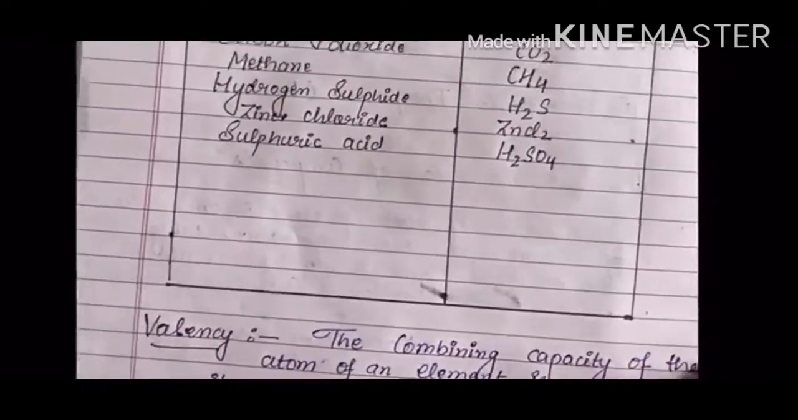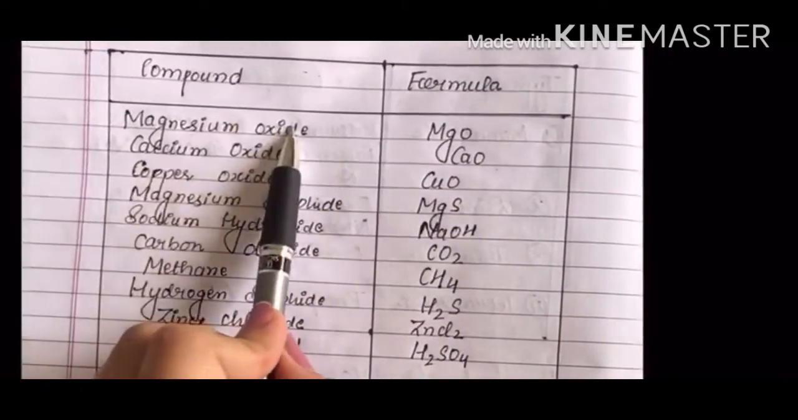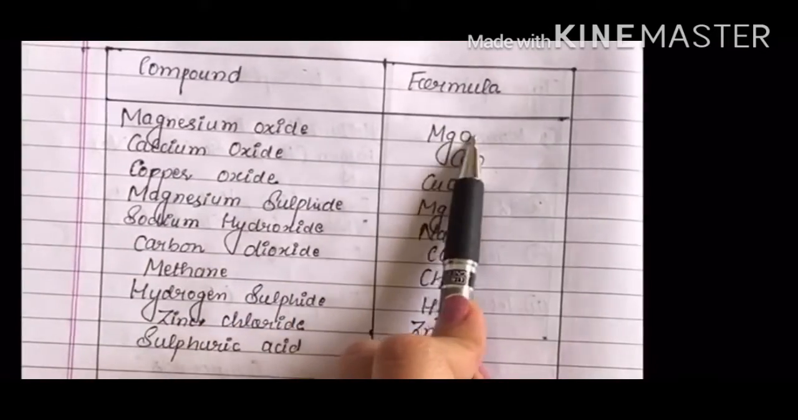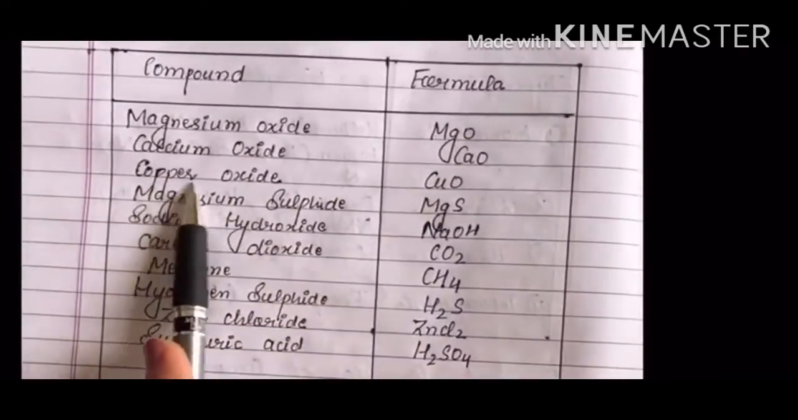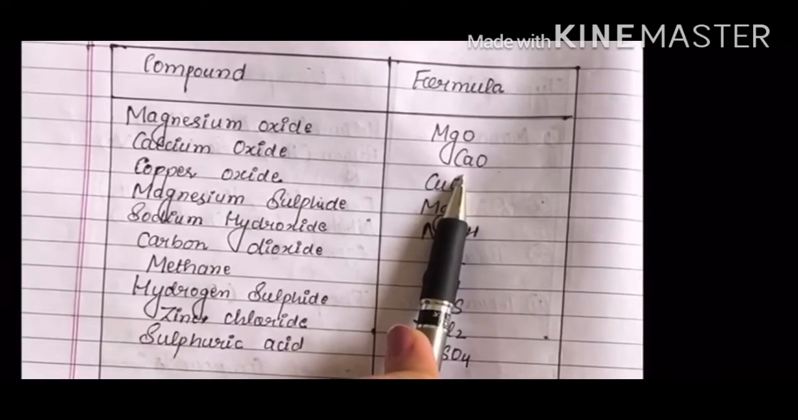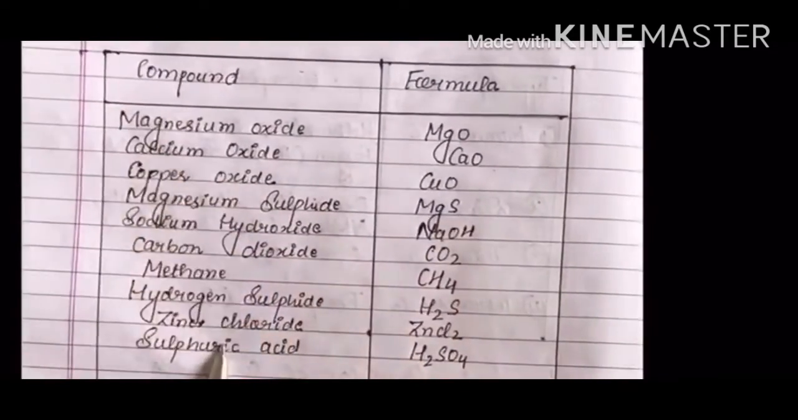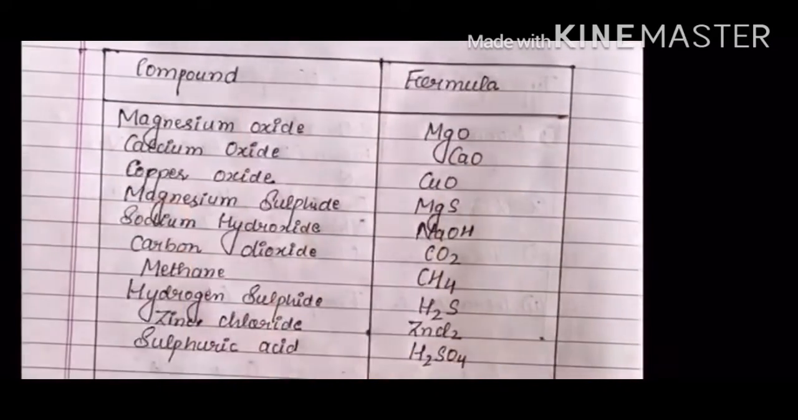These are some compounds and their formulas. For magnesium oxide, the formula is MgO. Calcium oxide, CaO. Copper oxide, CuO. O is for oxide. Okay, these are some compounds and these are their formulas. You have to learn these formulas also.